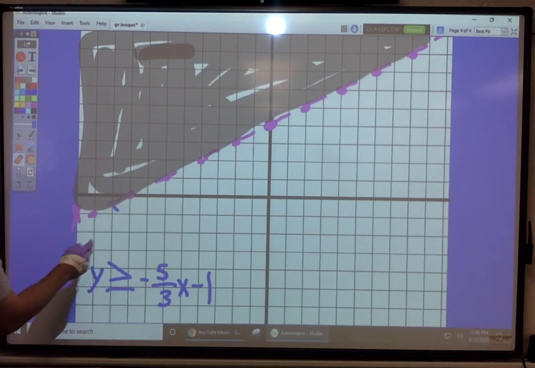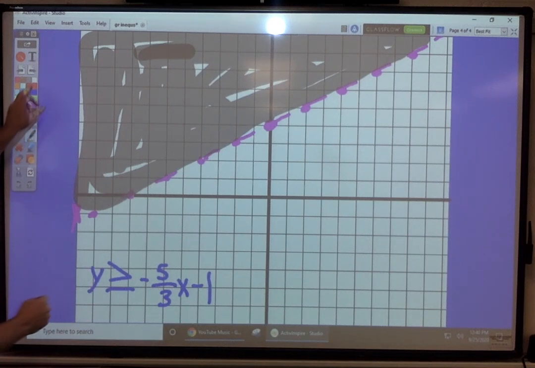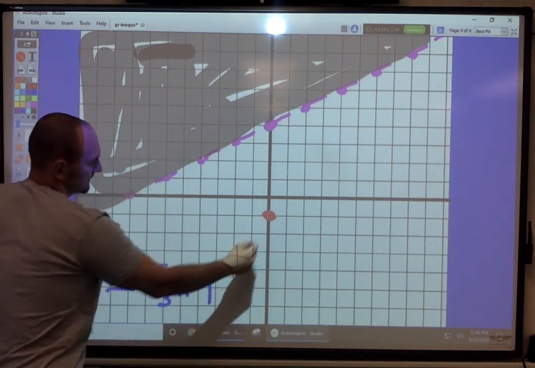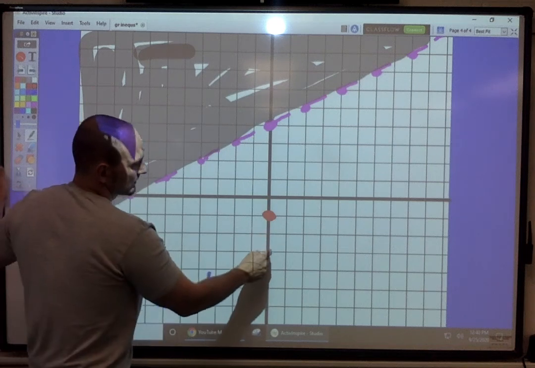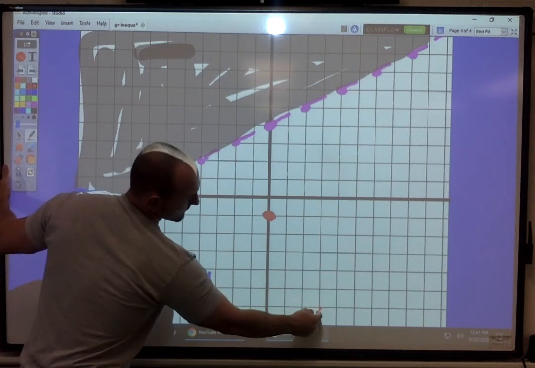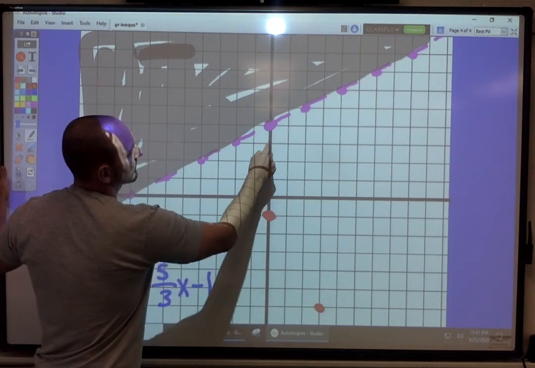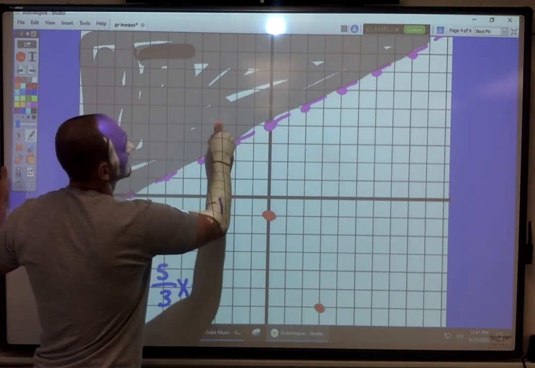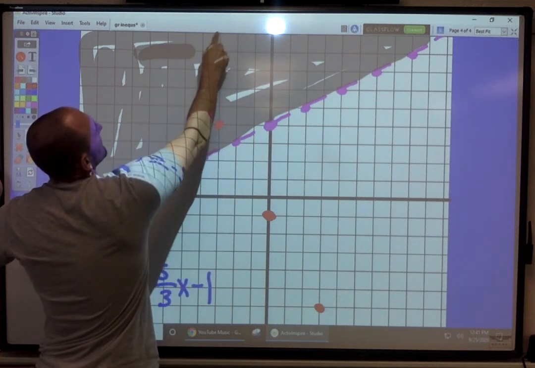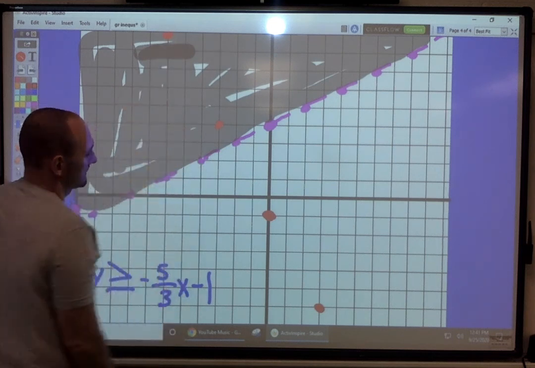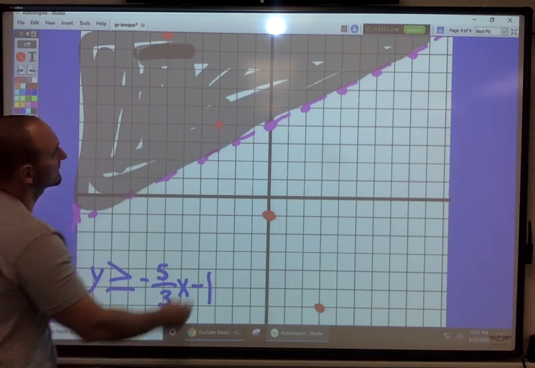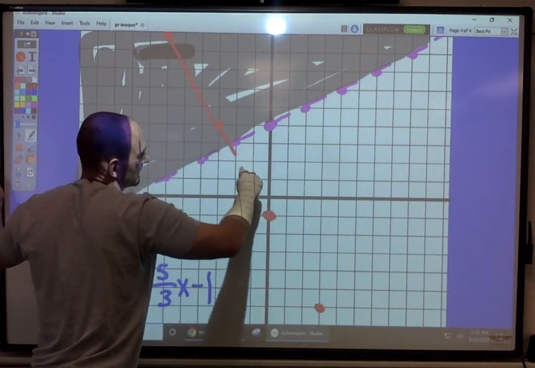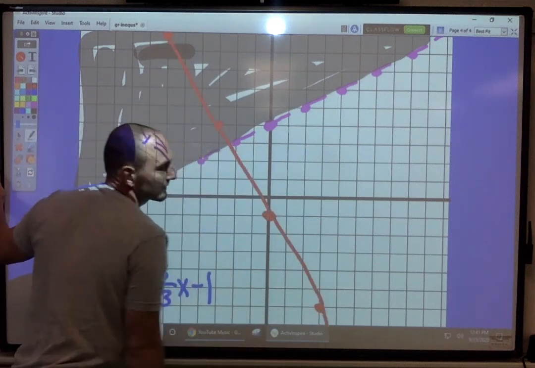Get rid of the board. Alright, so in red we graph this one. We start at -1, down 5, right 3: 1, 2, 3, 4, 5, 1, 2, 3, left 3, 4, 5, 1, 2, 3. This is equal to, so it's a solid line. I'm not the best at drawing straight lines.